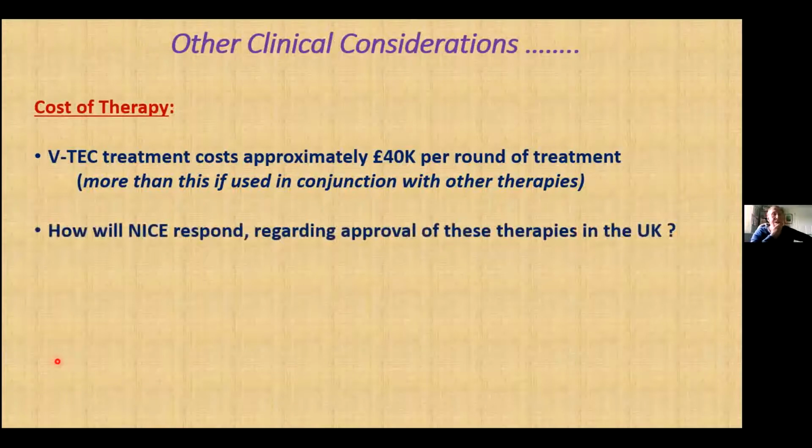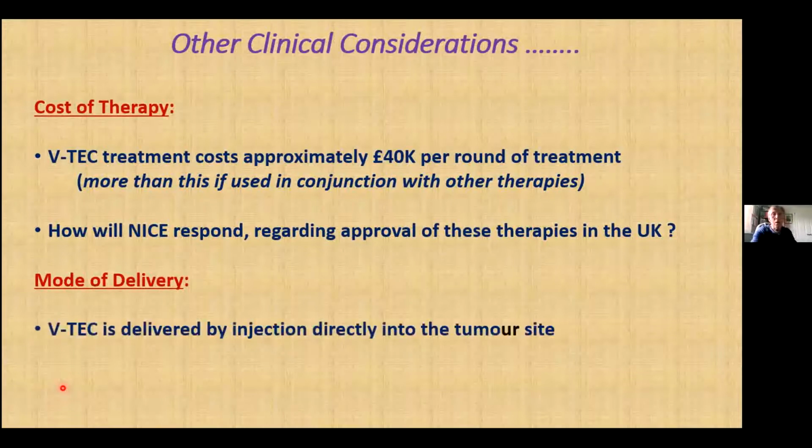One question for us in the UK is how will NICE respond if some of these viruses are found to be useful? Because there are often problems in actually giving approval for therapies which are highly expensive. And it will depend on how useful they've been shown in the trials, how many people responded, how many people are possibly going to be cured.